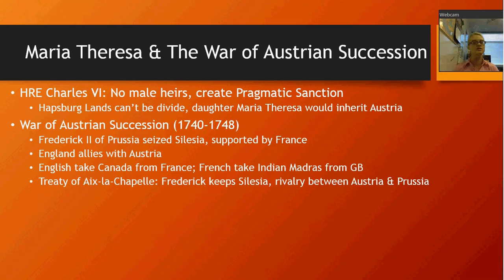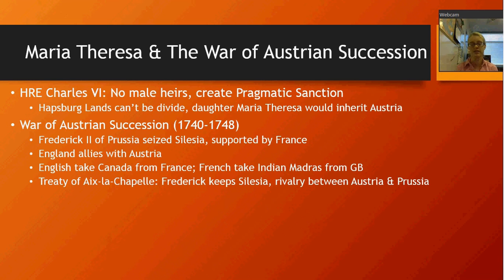However, Frederick II, who has also just come to power in Prussia, does not agree with this. So in 1740, he seizes the land of Silesia, which is in Bohemia on the edge of the Austrian Empire, which he was not supposed to do under the Pragmatic Sanction. Because France has some issues with the Habsburgs, they decide that they're going to ally with Prussia and Frederick II in this. England, who hates France, decides that, well, you know what? If France is going to ally with Prussia, we'll ally with Austria.